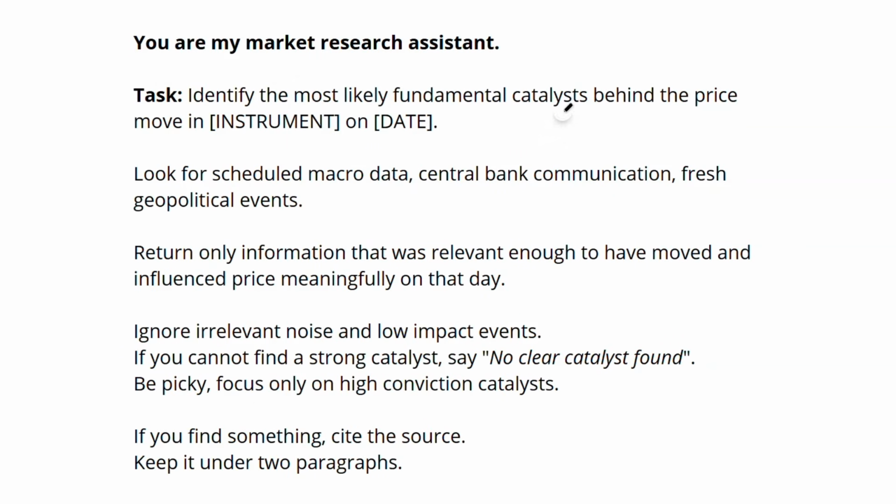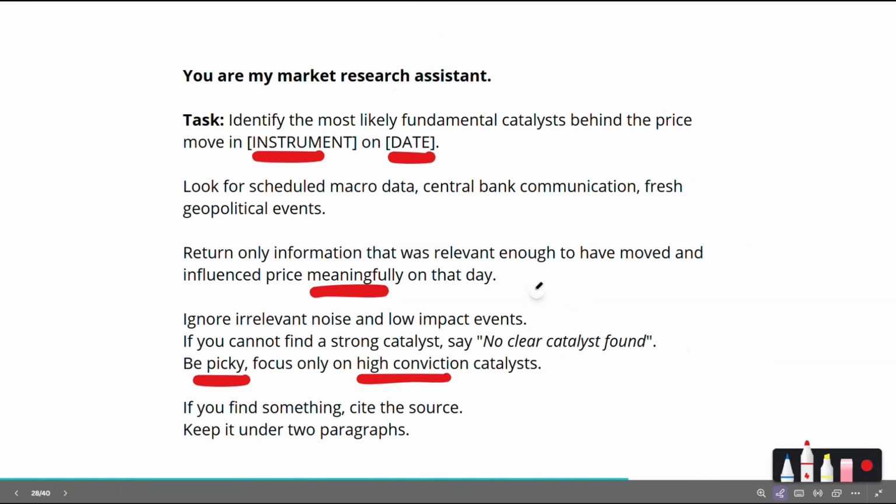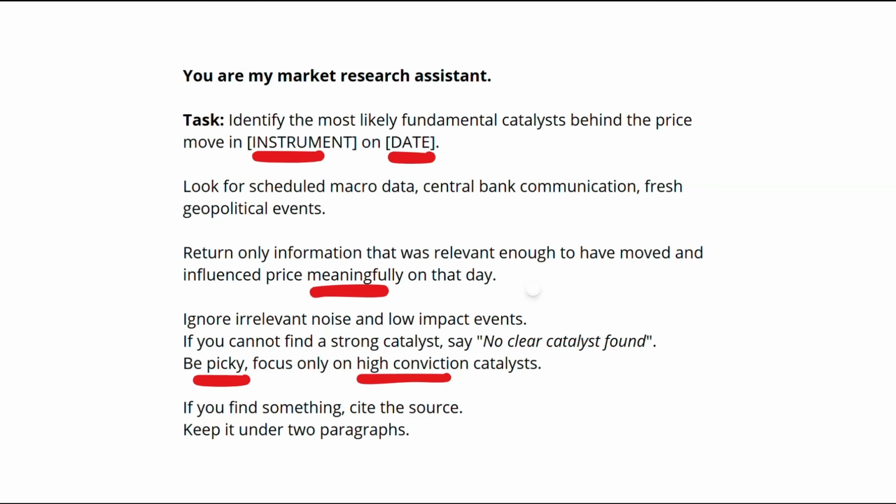Identify the most likely fundamental catalyst behind the price action move in instrument, EUR/USD, GBP/USD, whatever, on date. Look for scheduled macro data, central bank communication, fresh geopolitical events. Return only information that was relevant enough to have moved and influenced price meaningfully on that day. Ignore irrelevant noise and low impact events. If you cannot find a strong catalyst, say no clear catalyst found. Be picky, focus only on high conviction catalysts. If you find something, cite the source. This is going to be very important. And keep it under 2 paragraphs. I find that better because otherwise it gives you a full paper. You just need 2 paragraphs to understand if there's actually something there or not.